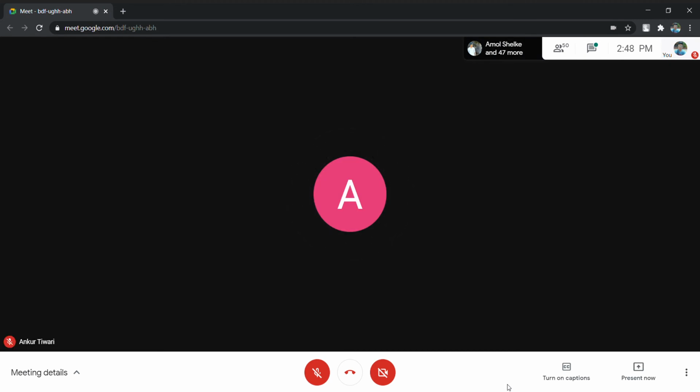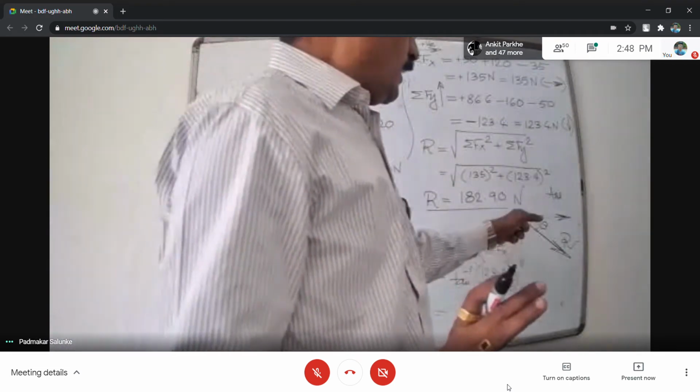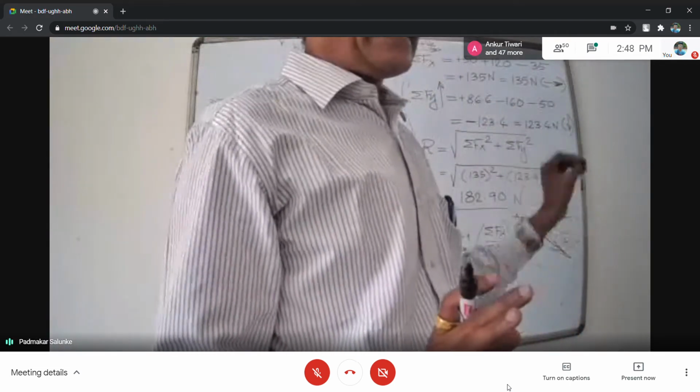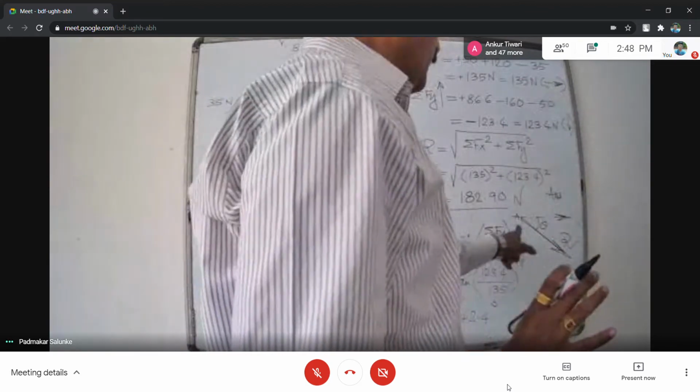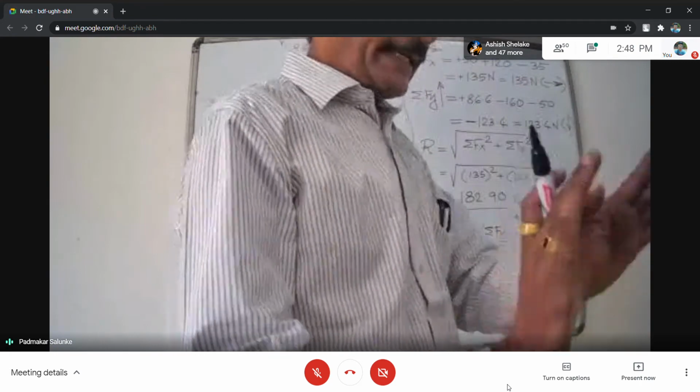Okay, now try to understand. This line was drawn just to get the direction of the resultant. This direction of the resultant, how I have located that, first I will explain.